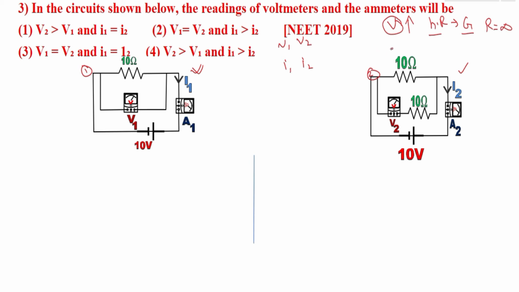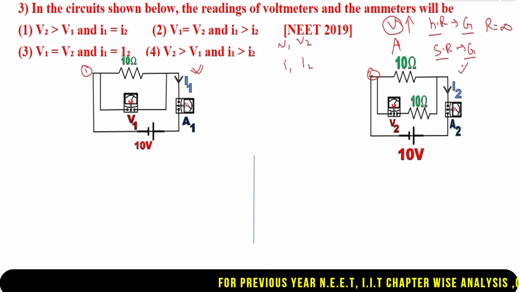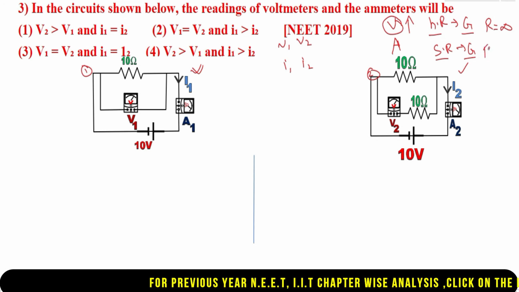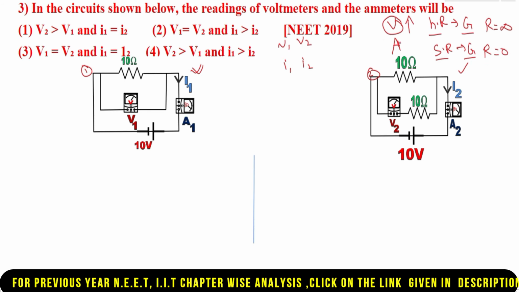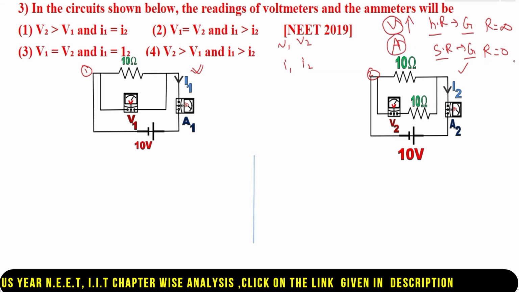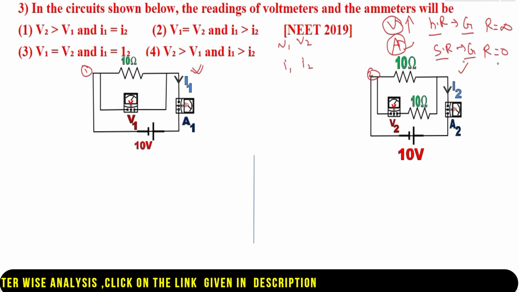Next point is, how will you get ammeter? We will get ammeter by connecting a small resistance in parallel to galvanometer. Since we are connecting small resistance in parallel with galvanometer, what will happen to its effective resistance? Its effective resistance will be very less. That means in ideal case, I can take the value of effective resistance as 0. That means the effective resistance of ammeter will be 0, or the resistance offered by ammeter in the circuit will be 0. Okay, so these 2 points are important to solve this sum.